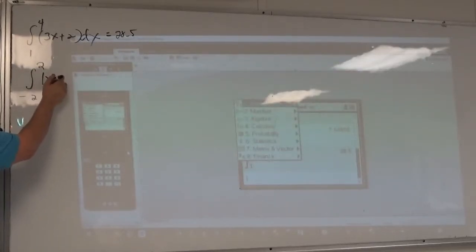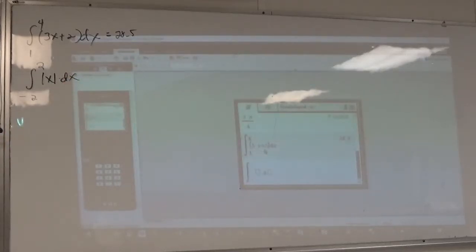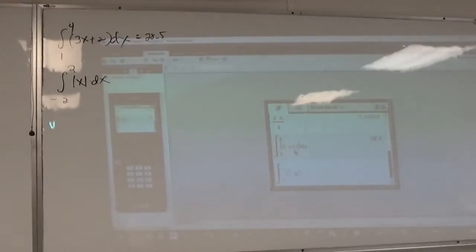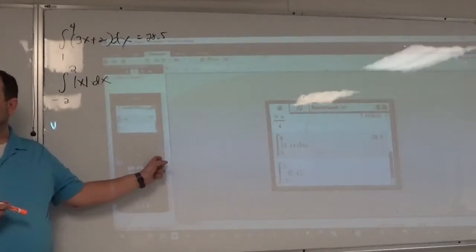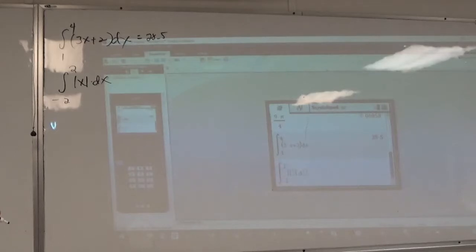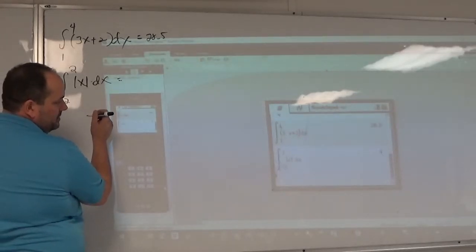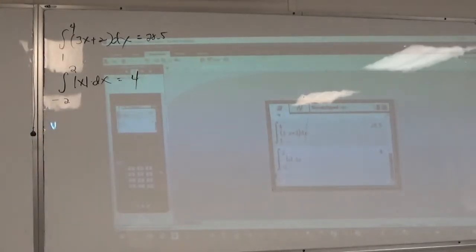Was it negative 2 to 2 absolute value of x with respect to x? Yes. Let's see if your calculator can handle that. So menu, calculus, numerical integral, negative 2 to 2. Absolute value, it's been a while, it's right next to that. It's the templates button that you're interested in. Absolute value of x with respect to x. And we hit enter. And we get 4. Everything's good. Try the next one.